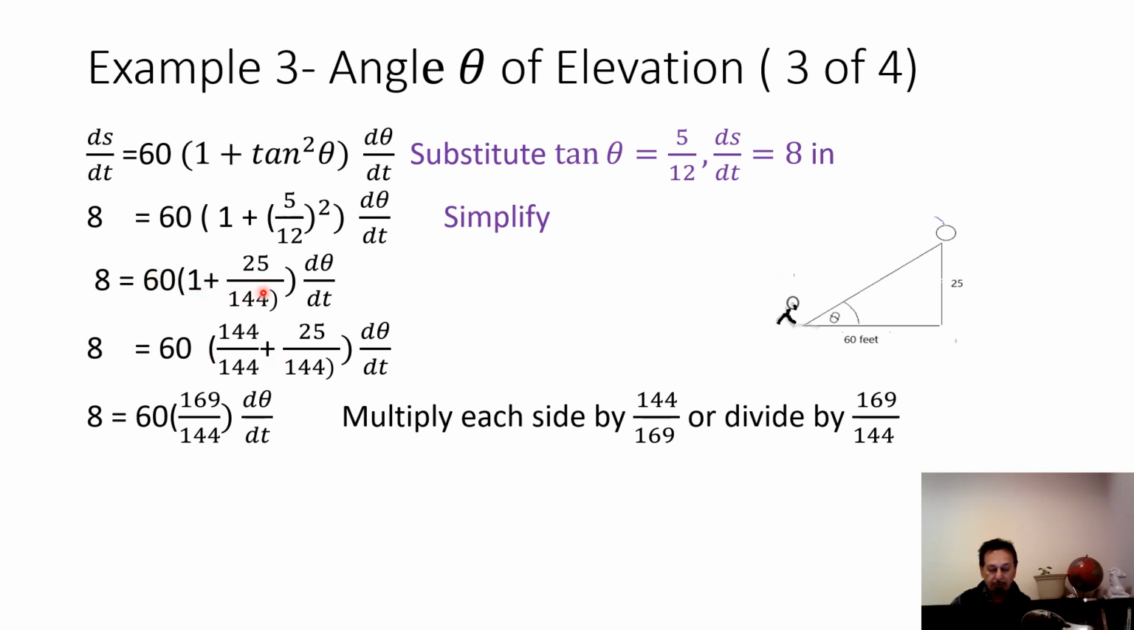Now first let's add these two. Well, 1 I can change to a fraction with a denominator 144 and then it becomes 144 over 144. Now we can add this fraction to this one. Same denominators, we can add the numerators. 144 plus 25 becomes 169 over 144, times 60 equals 8. Now we need to solve for d theta over dt. So we multiply each side by 144 over 169, which means we divide by this.